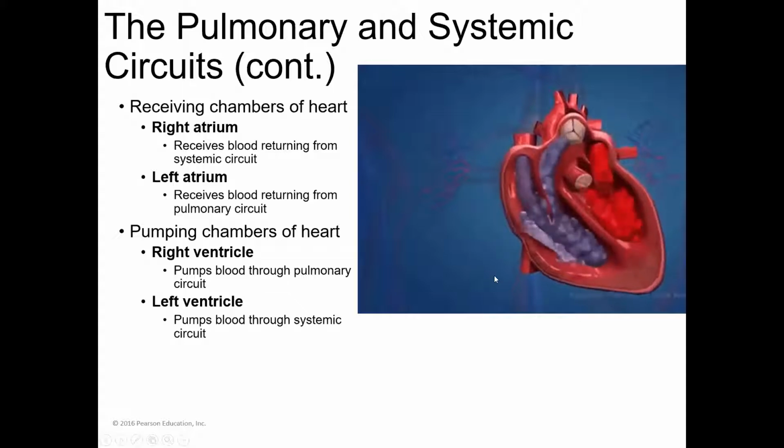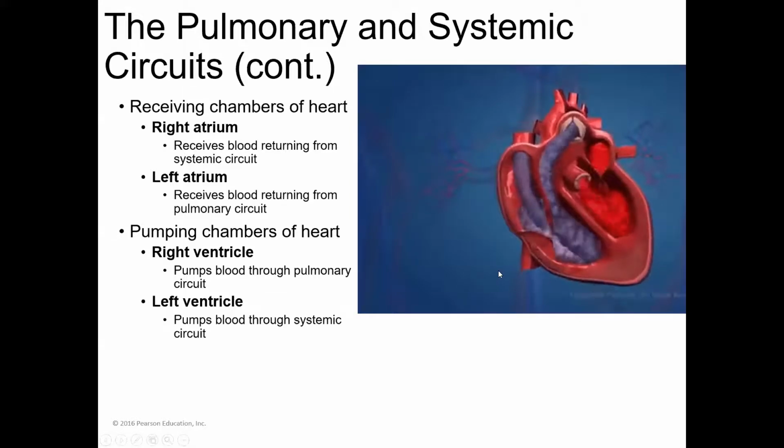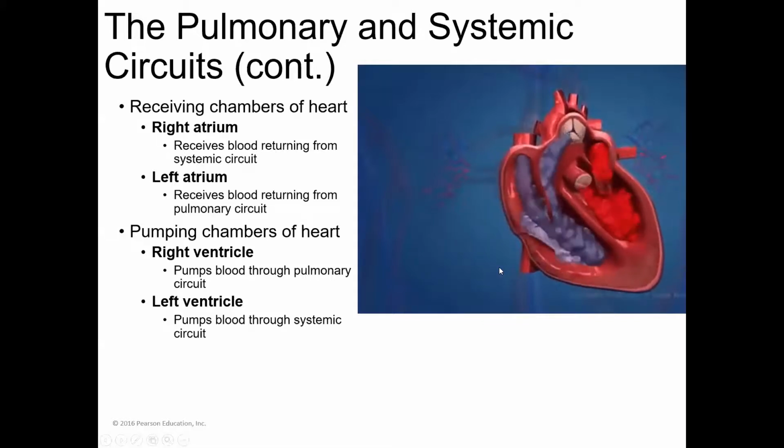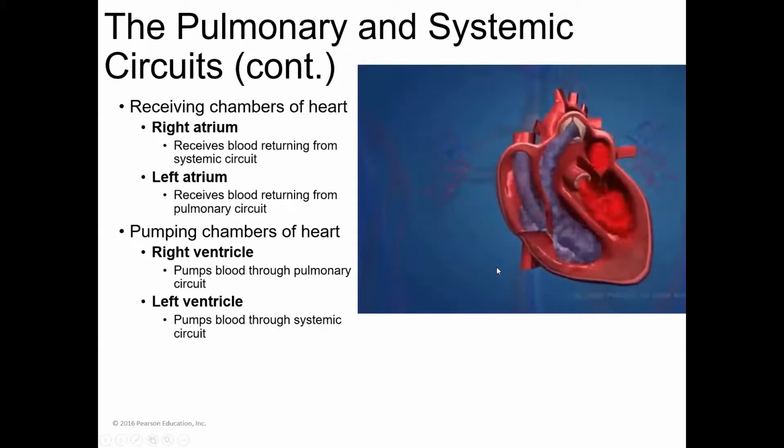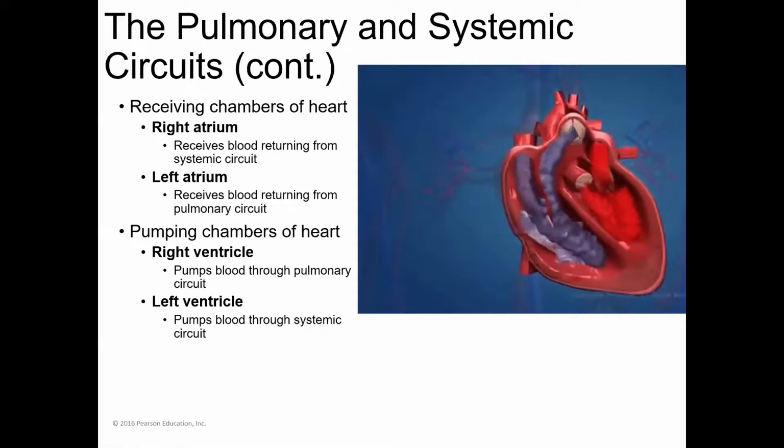Okay, so left side of the heart, left ventricle pumps to the systemic circuit, left atria receives blood coming back from the lungs. The right side, the right atria receives blood coming back from the systemic circuit, and the right ventricle pumps to the lungs.